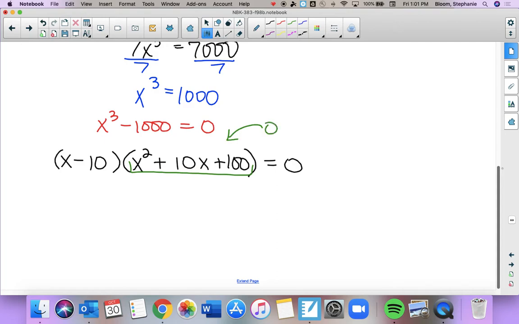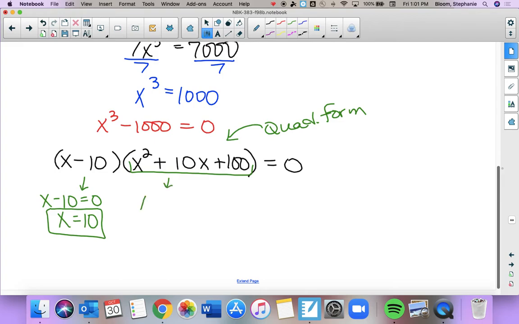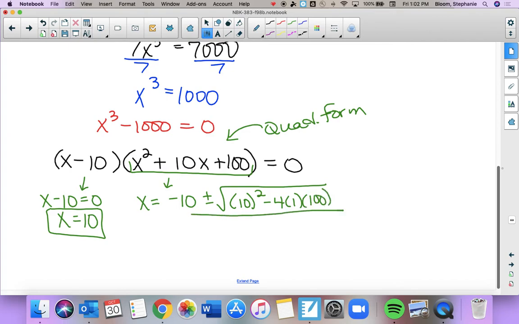Quadratic formula. Very good. And this is what you would not get if you would have just tried to cube root from the top. Okay, so I'm going to go ahead and bring this down. I know that x minus 10 equals 0, so I know one answer is, what is x going to be? 10, okay. And then over here, I'm going to do that quadratic formula. So x equals negative 10 plus or minus the square root of parentheses 10 squared minus 4 times 1 times 100 all over 2 times 1.